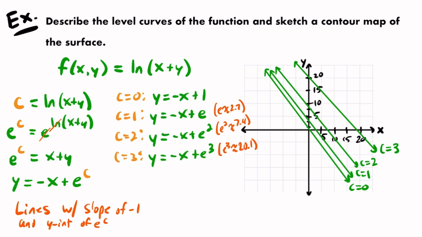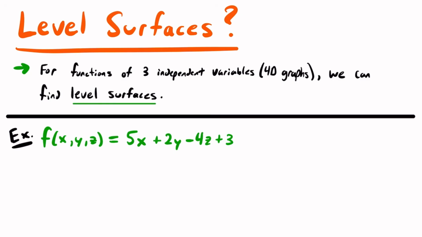But before we close out this lesson, there's one more thing I want to talk about, and that is the idea of level surfaces. In this video, we have really only looked at multivariable functions of 2 independent variables, but for functions of 3 independent variables, which represent 4-dimensional graphs, we can find level surfaces, which would be graphed in 3 dimensions, right? Just like for our functions of 2 independent variables, their graphs are in 3 dimensions, but their contour maps are in 2 dimensions, where we plot different level curves, so everything is 1 dimension less than the actual graph.